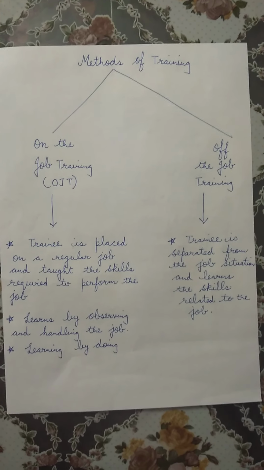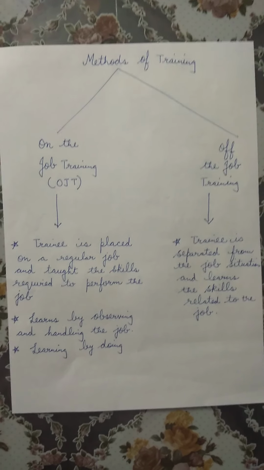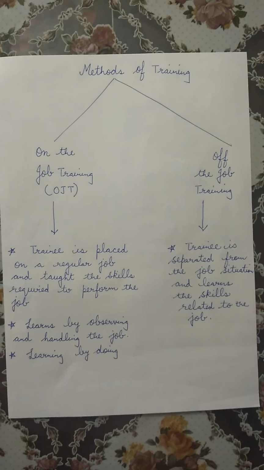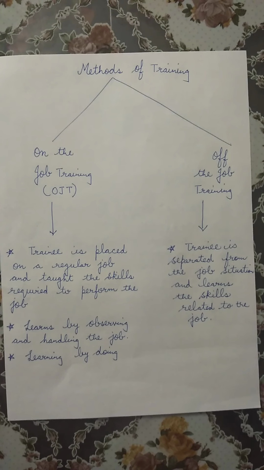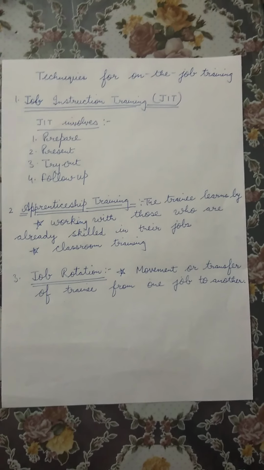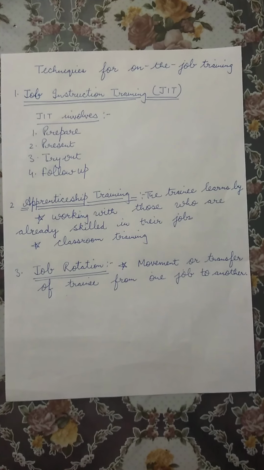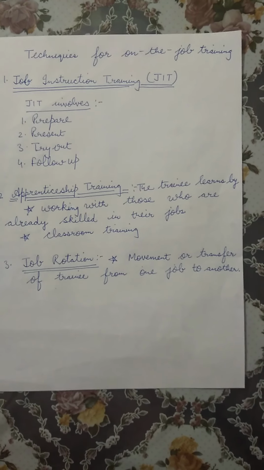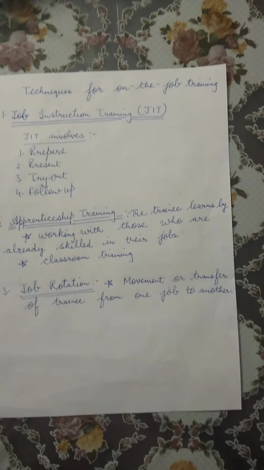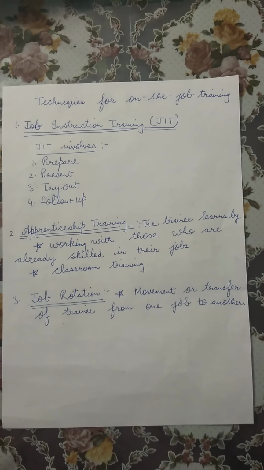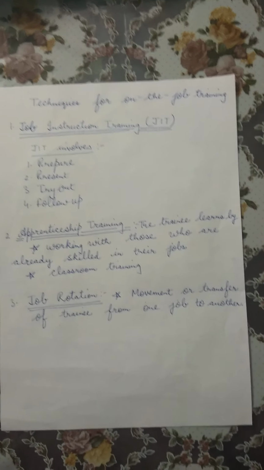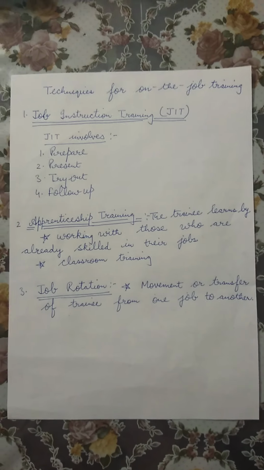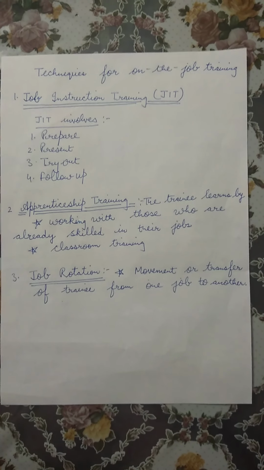Now, before we proceed further with the off-the-job training, let us first talk about the techniques of on-the-job training. The different techniques used on the job training are as follows. Number one is job instruction training, that is also known as JIT. In case of job instruction training, it is a training in the form of step by step training. That is, the trainee is given the instructions step by step as to how he is to perform a particular task or a particular job.